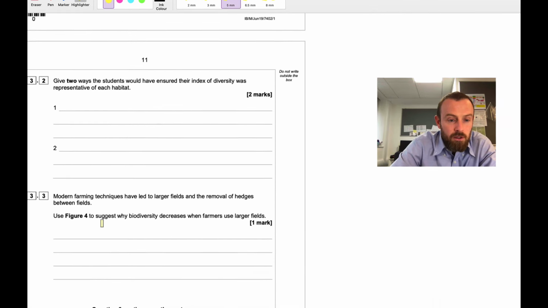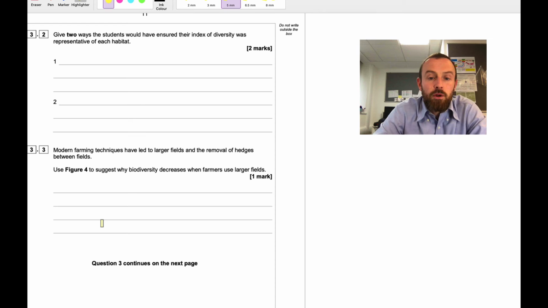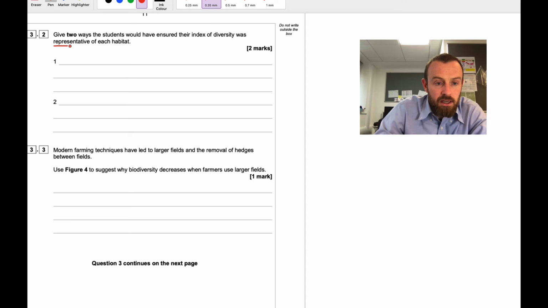The follow-up. Give 2 ways the student would have ensured their index of diversity was representative of each habitat. So representative is the key word here. So this is about making sure that you have enough samples and they're taken in the right way. So sufficient number of samples, so large number of sample sites in each habitat. Also that the sample sites would be chosen randomly. You could say use a random number generator to identify sites for sampling. Let's just move on to 3.3 before we look at the mark scheme.